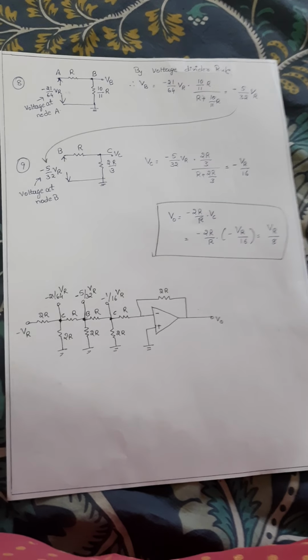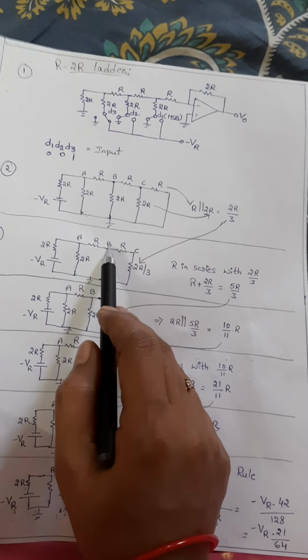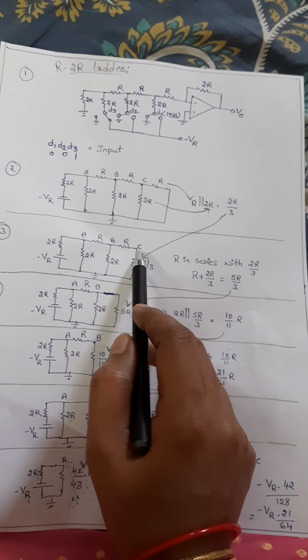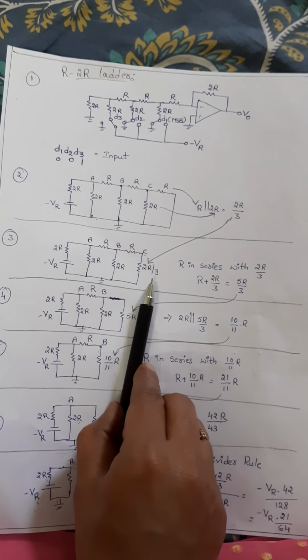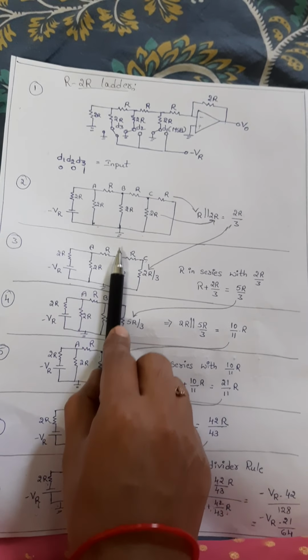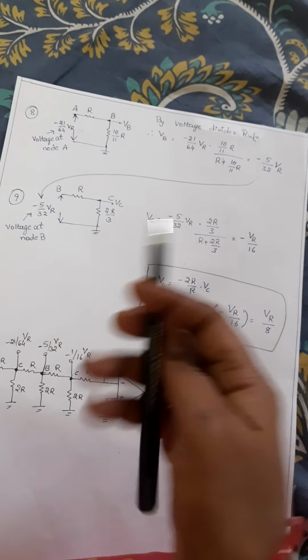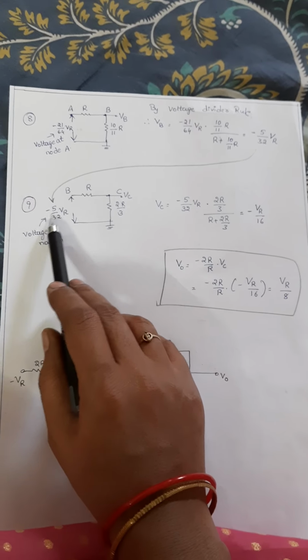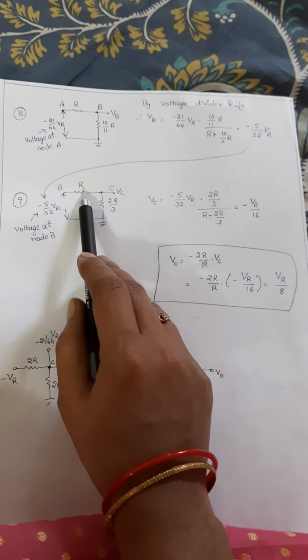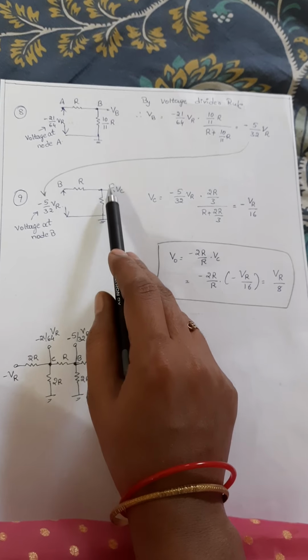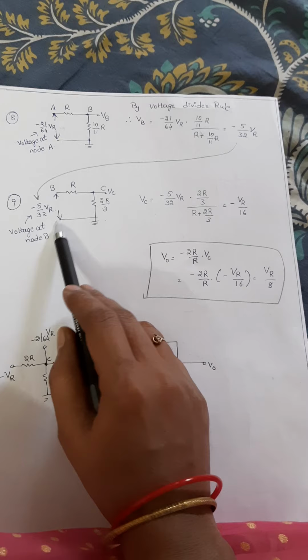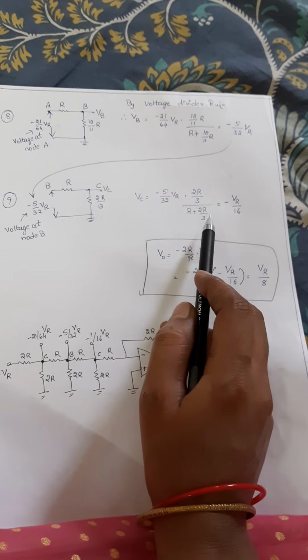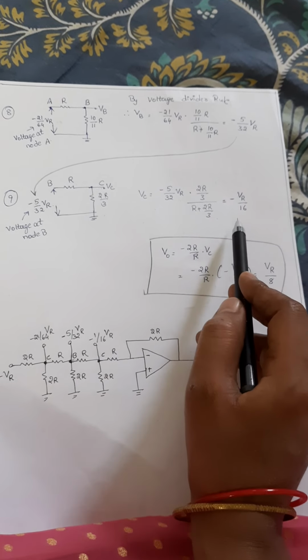Again, you want the voltage across node C. You know the voltage across node B. You want the voltage across node C. So now you write the voltage across B, then R, 2R by 3 will be there, and C will be there. What we got as the voltage across node B is minus 5 by 32 VR. So the voltage across node C, VC, is equal to VCC, here minus 5 by 32 VR, into 2R by 3 by total resistance. It becomes minus VR by 16.